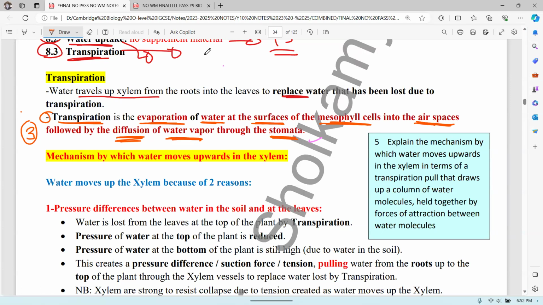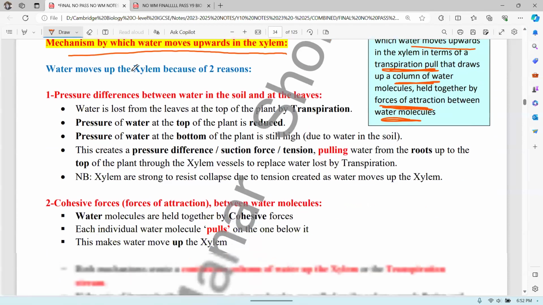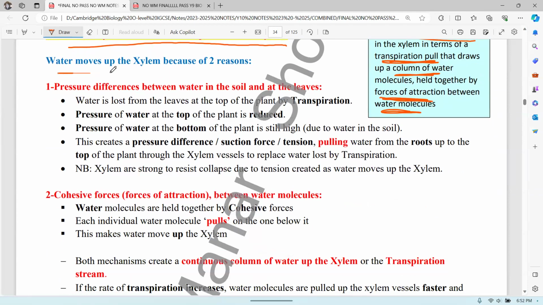How does the water move up the transpiration? Mechanism by which the water moves up the xylem. Look at objective 5. Explain the mechanism by which water moves up the xylem in terms of transpiration pull that draws up a column of water molecules held together by forces of attraction between water molecules. Now, the 2 reasons why the water moves up the xylem. 1, due to pressure difference. 2, due to forces of cohesion. And here it is explained.